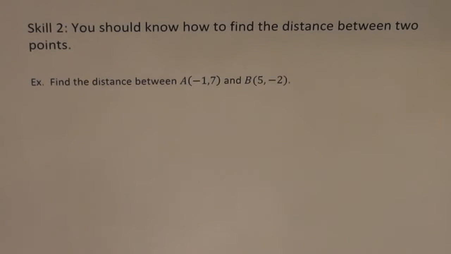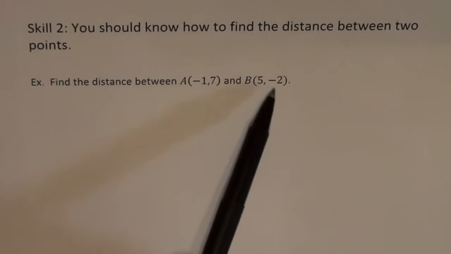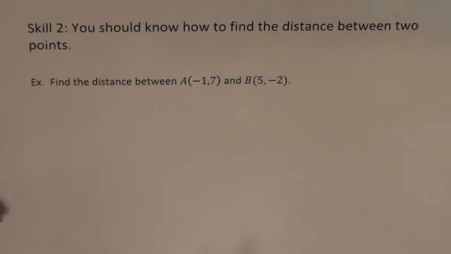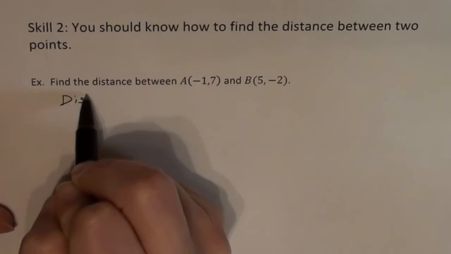Skill 2 for the Chapter 1 test, Geometry 1. You should know how to find the distance between 2 points. So an example here. Find the distance between A (-1, 7) and B (5, -2). In order to find the distance, you need to use the distance formula.